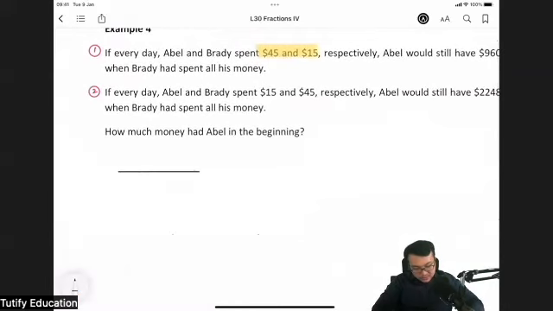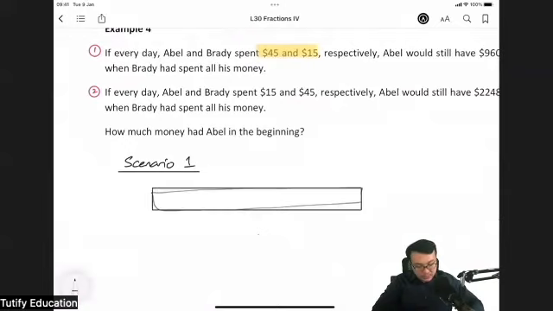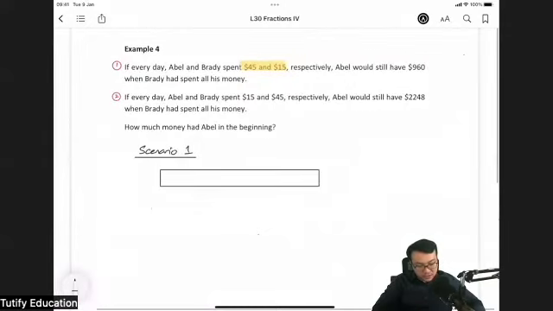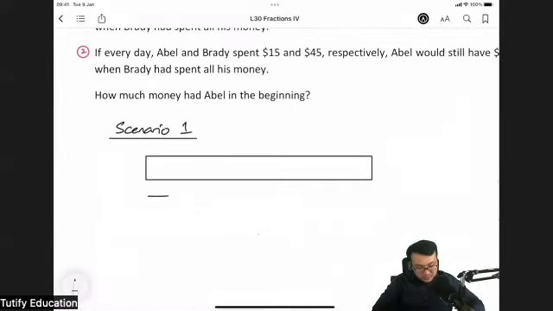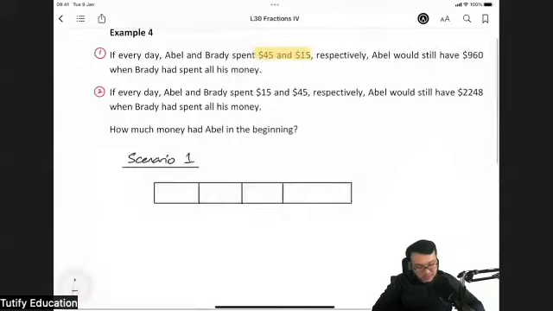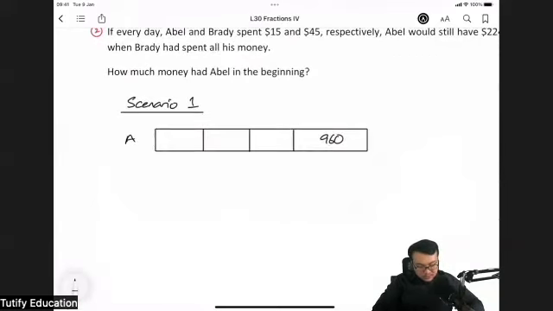So let's draw the models. Now we have two scenarios. Scenario 1 and scenario 2. And we already know that Abel is richer. So I'm going to draw a longer model for Abel. And I'm just going to draw a very short one. Okay, wait, before I draw that, let me just say something like this. The reason why I'm dividing this into 3, and the remainder is how much? $960, right? Okay, this is Abel.